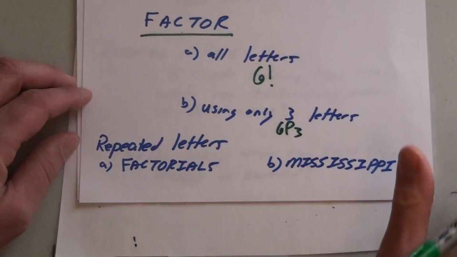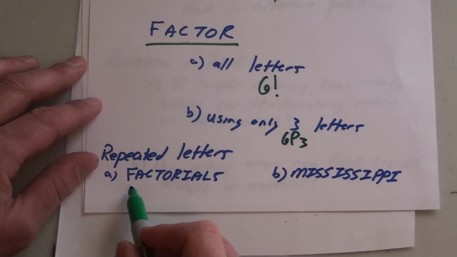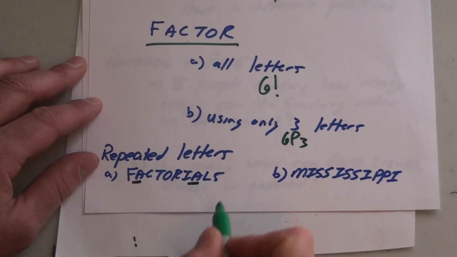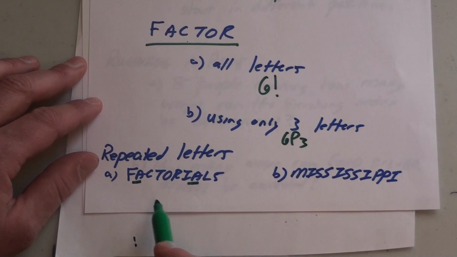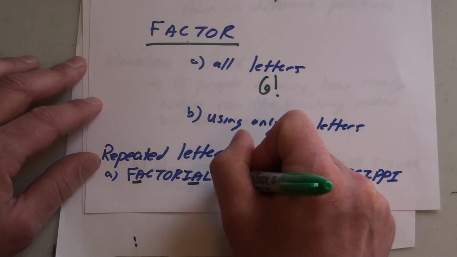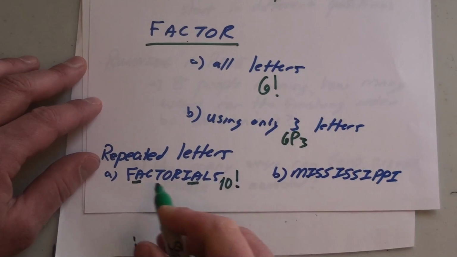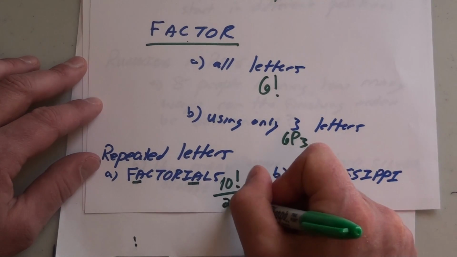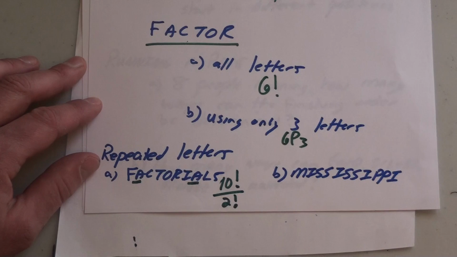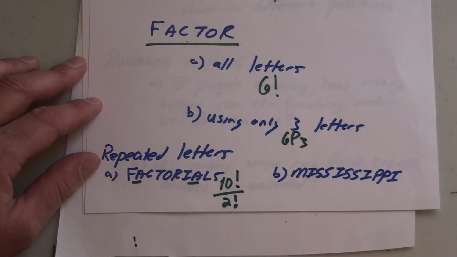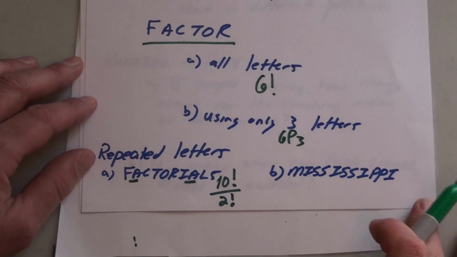Now what gets interesting is if I have some repeated letters. Take factorials. There are 2 A's, and I think that all the other letters are unique. Yeah, there's 2 A's. I have 10 letters in total. So if I want to use all the letters, I want to have 10 factorial, but I have the 2 A's that are identical, and so I'm going to have to divide by 2 factorial. So when you get identical letters, you have to divide by the identical letters you have. I have 2 A's, so I have to divide by 2 factorial.